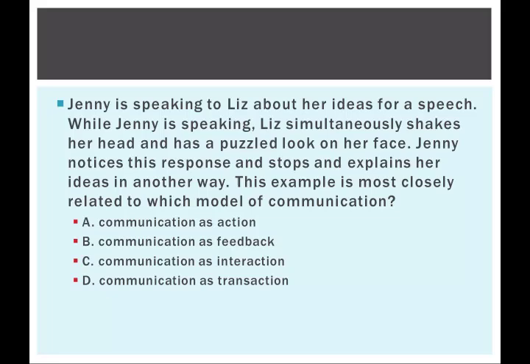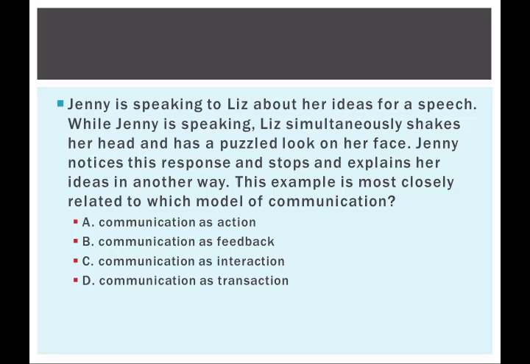Question 4. Jenny is speaking to Liz about her ideas for a speech. While Jenny is speaking, Liz simultaneously shakes her head and has a puzzled look on her face. Jenny notices this response and stops and explains her ideas in another way. This example is closely related to which model of communication? A, communication as action, B, communication as feedback, C, communication as interaction, and D, communication as transaction.